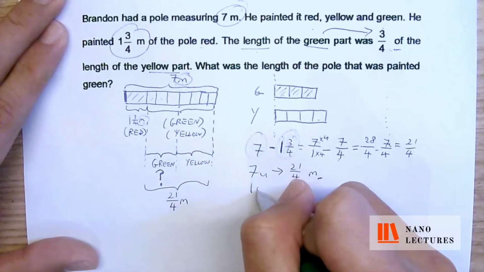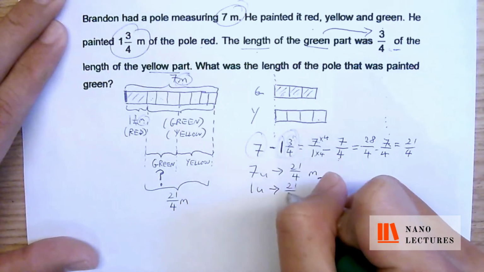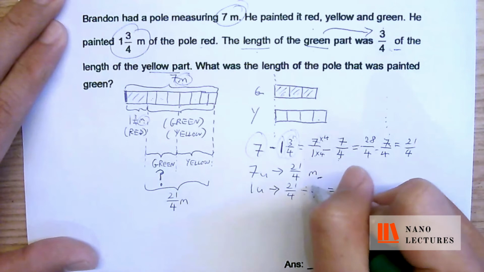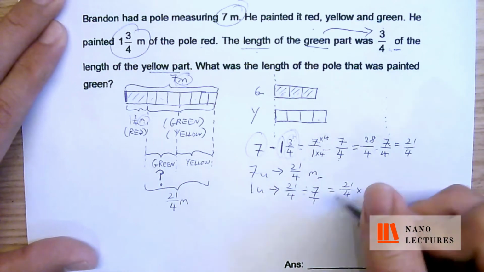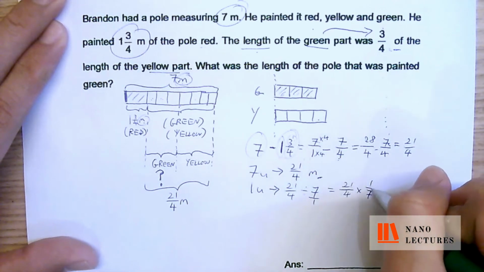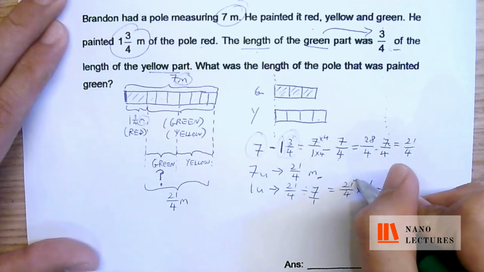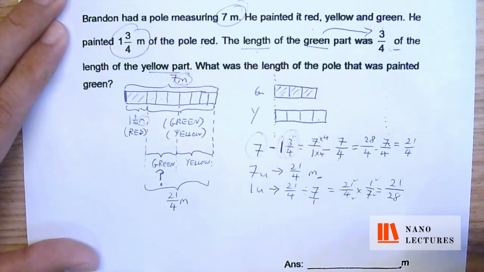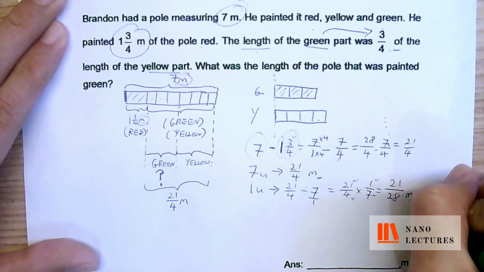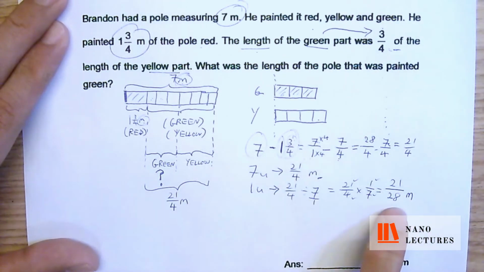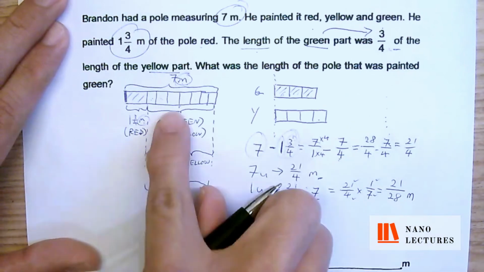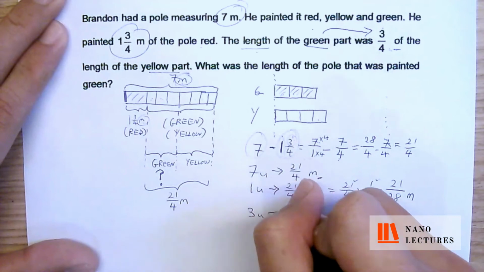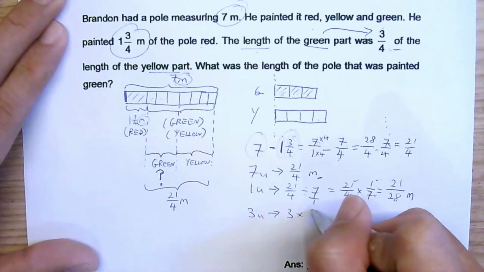So again, we're going to find one unit. 21 over 4 divided by 7, which is equivalent to 21 over 4 multiplied by 1 over 7, like what I taught you in the previous video. Numerator times numerator, denominator times denominator, 28. So 1 unit is this. Now what's the question? Green, how many units? 1, 2, 3. So find 3 units. 3 units will be 3 multiplied by this, 21 over 28.